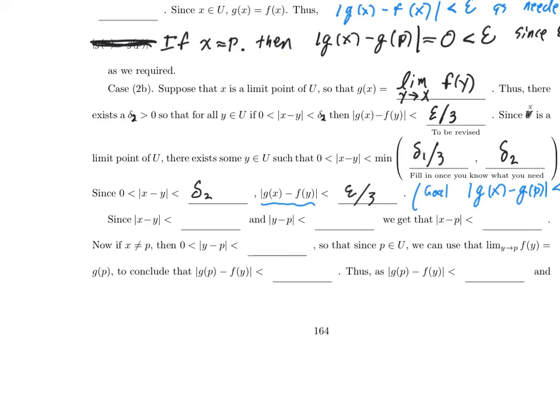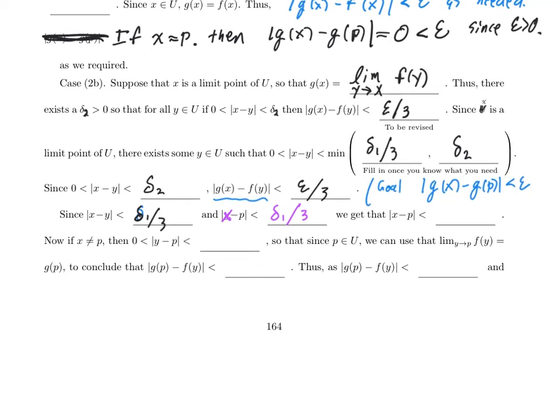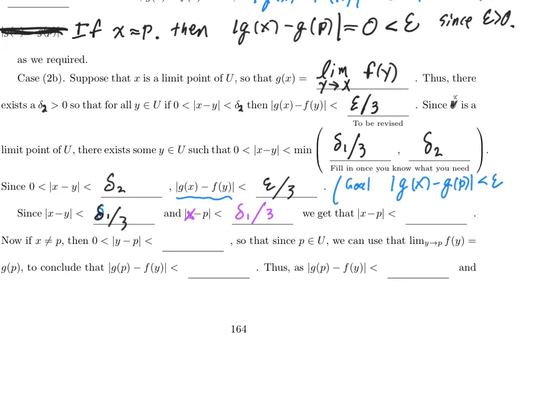Since I know that the absolute value of x minus y is less than delta 1 over 3, and since I know there are some typos here, they are fixed in the version that you're looking at online right now, and I also assumed at the beginning of the proof that the absolute value of x minus p is less than delta 1 over 3, I conclude that x is close to y and x is close to p, so y must be close to p.